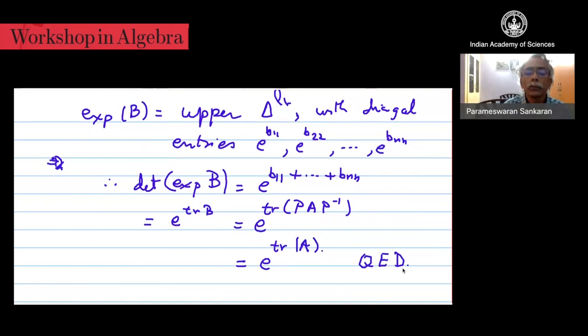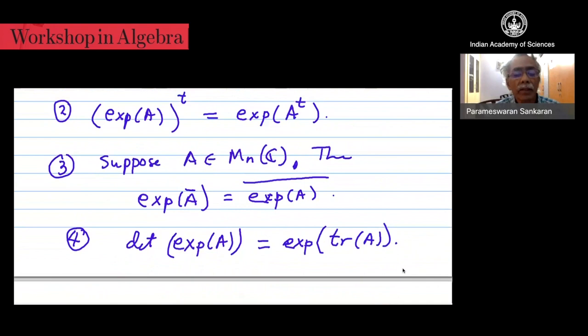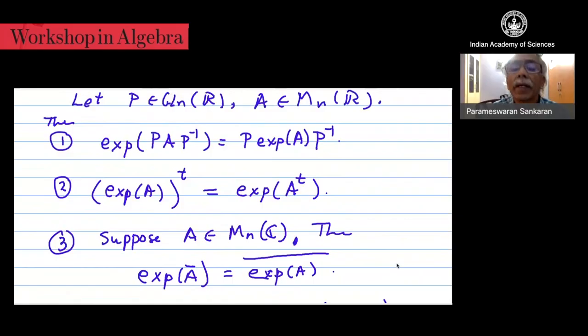So this is a very interesting fact, and this will have some significance later on. I have many more things to say about these, but these are some of the basic properties. I think my time is up, it's 4:30.